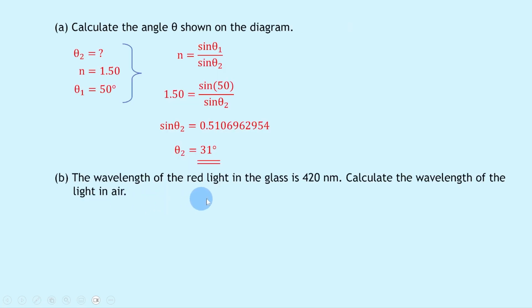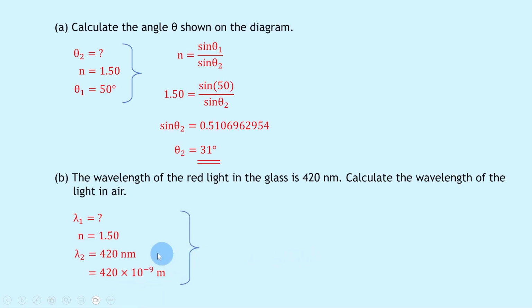Part B says the wavelength of the red light in the glass is 420 nanometers. Calculate the wavelength of the light in air. So here we're trying to find lambda 1, the wavelength in air. We know n is 1.50 and lambda 2, the wavelength in the glass, is 420 nanometers, which we need to rewrite as 420 times 10 to the minus 9 meters.